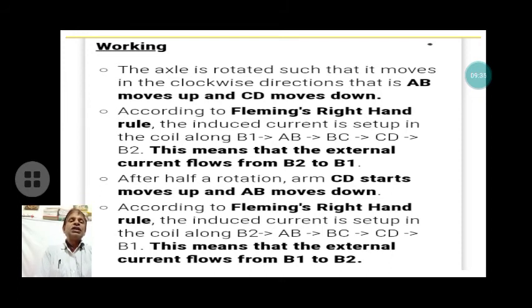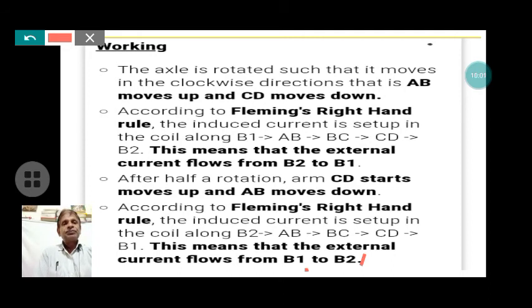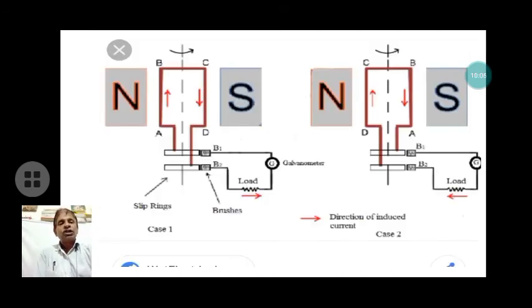In the first case, current flows from B2 to B1, and in the second case, the current flows from B1 to B2. The direction of current is changed two times in one complete rotation. First half rotation B2 to B1 and second half rotation B1 to B2. For one rotation, the polarity of the current is changed two times. Here is the illustrated figure of the working of the generator.